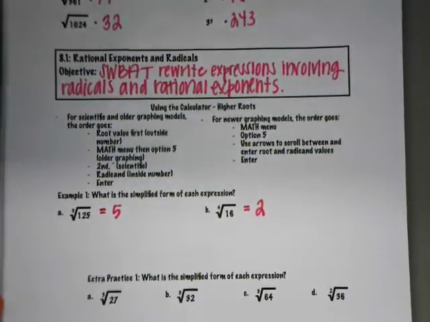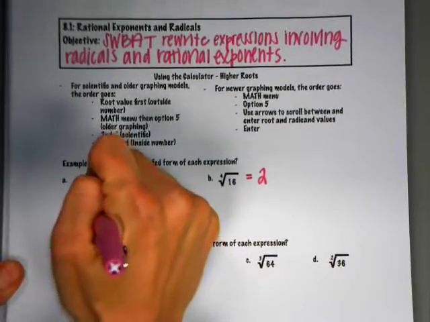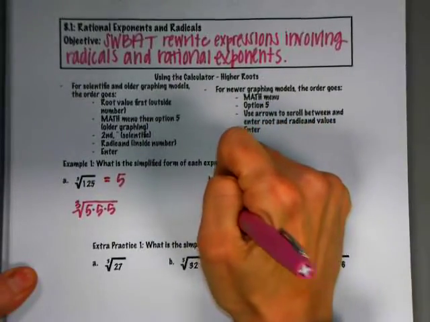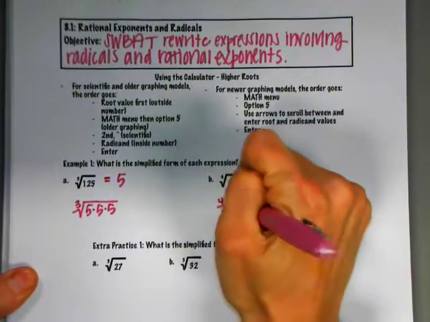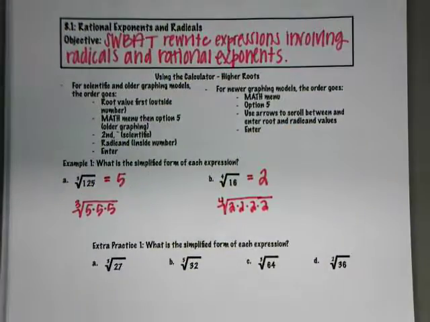So you guys can think about this as, here, it's 5 times 5 times 5 is 125, so that's why it's 5. And then here, it's 2 times 2 times 2 times 2, so that's why it's 2. Okay.